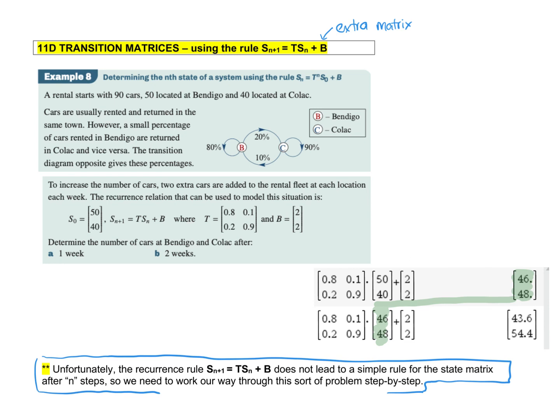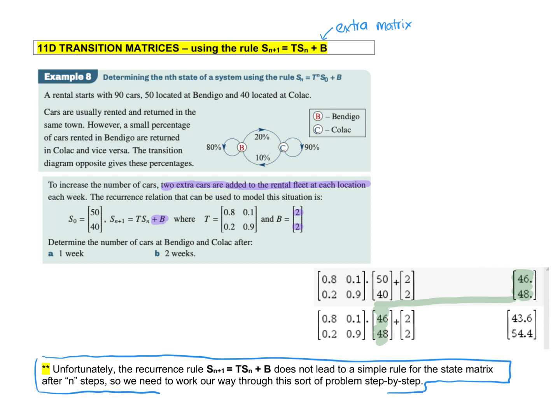So we've still got this car rental, and it says 90 cars in total, and there's 50 at Bendigo and 40 at Colac, and they're rented, and it says cars are usually returned in the same town. However, a small percentage of the cars in Bendigo are returned to Colac and vice versa, and here's the transition. Now, to increase the number of cars, 2 extra cars are added onto the rental fleet at each location. Can you see down there that B value? You can see in the recurrence formula, they're adding that extra B matrix.